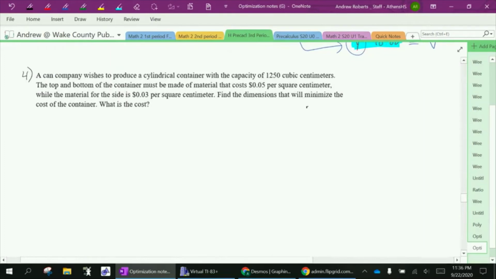It's a cylinder problem. Now, it says here that they want to make a cylinder with a capacity of 1,250 cubic centimeters. The top and bottom cost 5 cents per square centimeter. The side is 3 cents per square centimeter. So find the dimensions that will minimize the cost and find the cost. So let's look what we got. Can I have a cylinder? And the top and the bottom cost 5 cents per square centimeter, and the side is 3 cents.